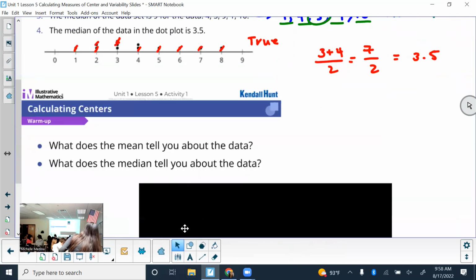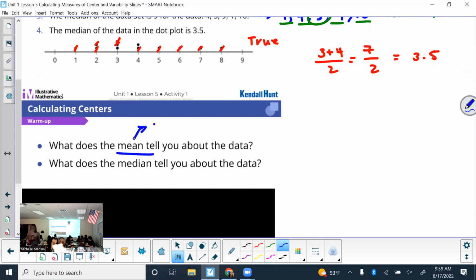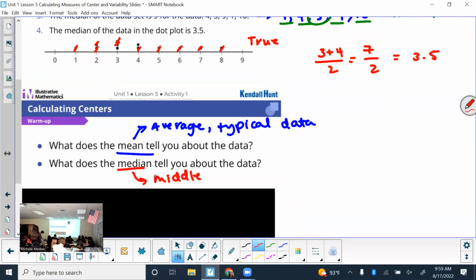Scrolling down. So what does the mean tell you about the data? It tells you the average, which is a typical value of the data set. What does the median tell you about the data? It tells you about the middle of your data, the center of your data, which is also considered a typical value, whatever your center of your data is. All right, now moving on.